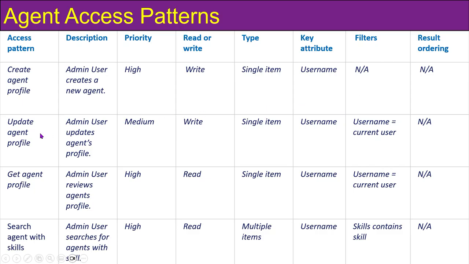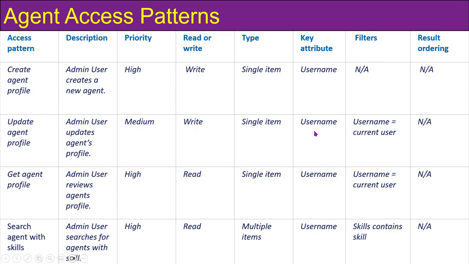You could update an agent profile. Once again, you're just doing an update. This priority is medium. I say medium, it could be hard depending on what you're doing with agents. If you're moving agents around and changing their profile from one queue to another, it's still important. But anyway, let's just say it's medium. It's a write. It's a single item.